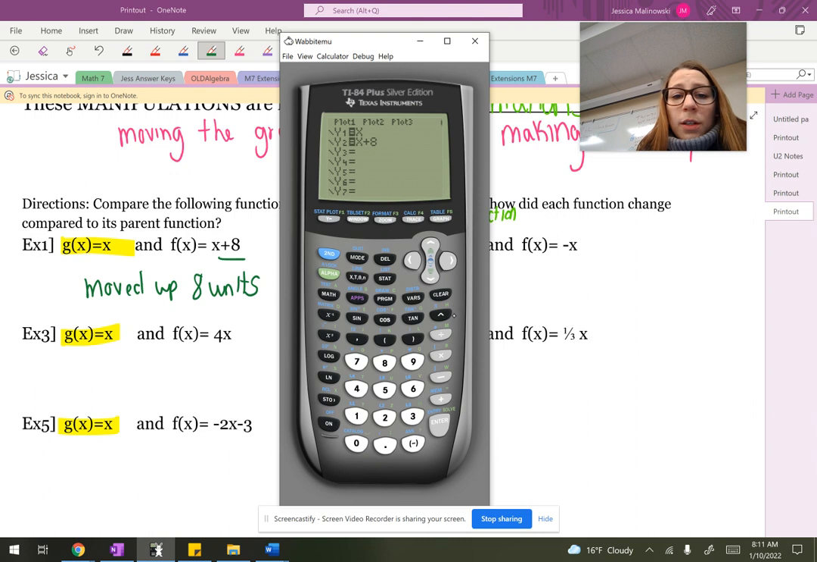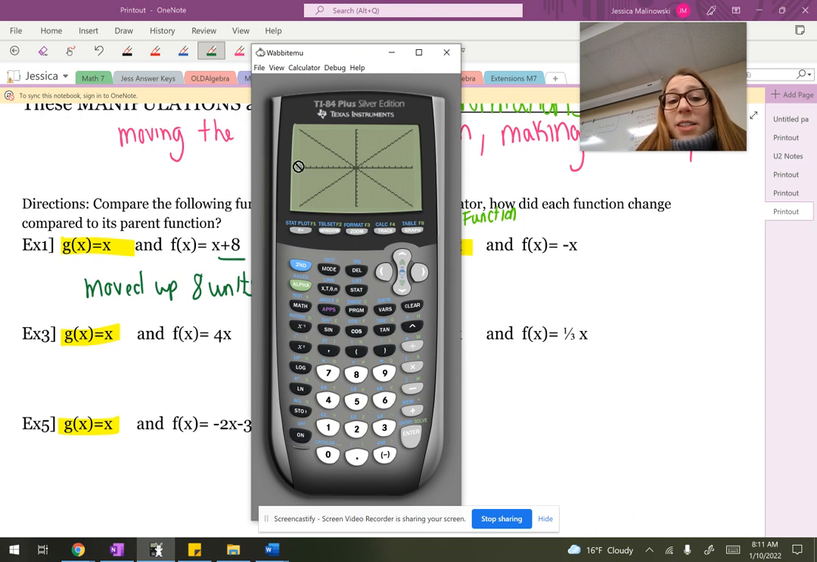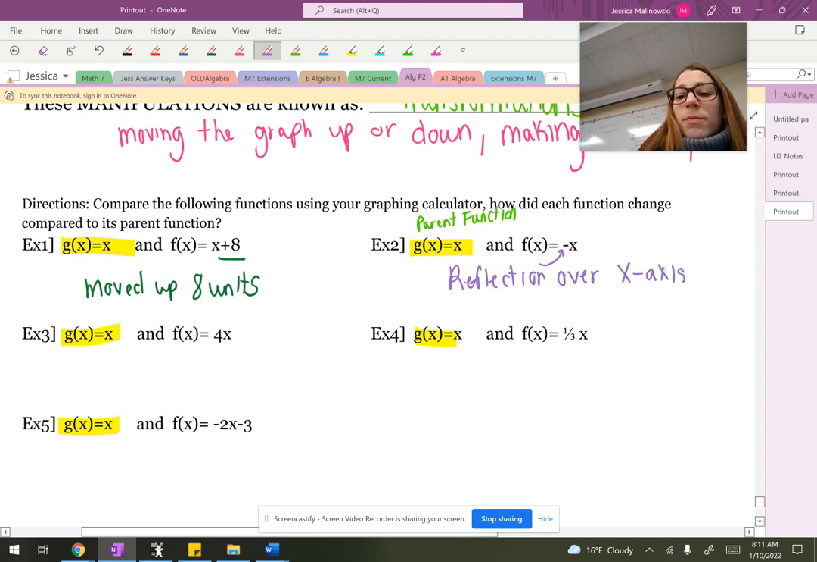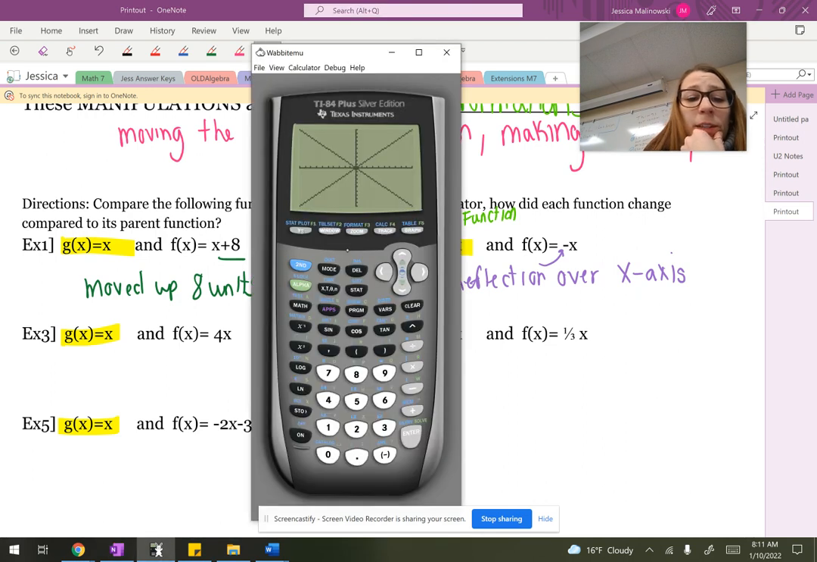So the next one is y equals x and y equals negative x. Let's take a look at this. So this, when it kind of just flips it around, that's what that negative does, if you notice the negative in the equation. This negative is what's called a reflection. We are reflecting over this x-axis here. So that negative gives us a reflection over the x-axis.